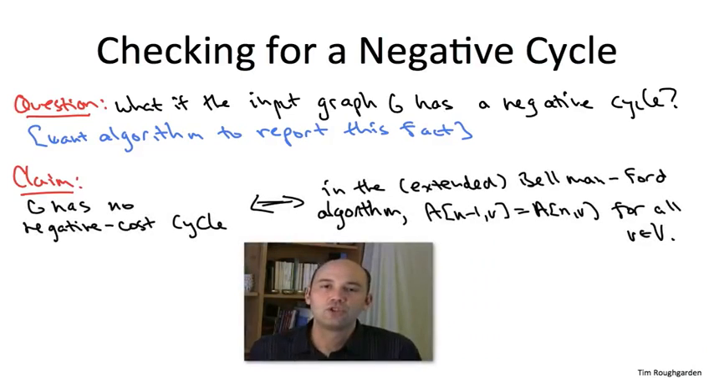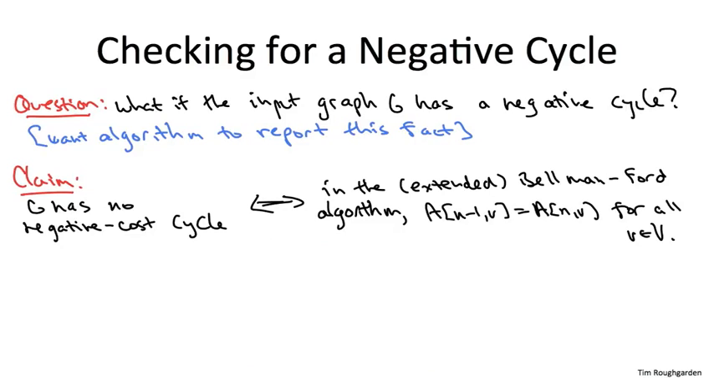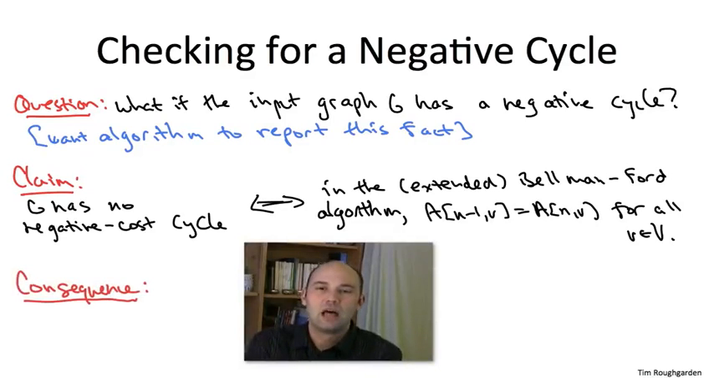So the assertion then is that G, the input graph, has no negative cycle if and only if we don't get any new information from this extra batch of subproblems. That is, if and only if A[n][v] is exactly the same thing as A[n-1][v] for every possible destination v. Equivalently, the input graph does have a negative cost cycle if and only if there exists some destination v where we see an improvement by running the Bellman-Ford algorithm for this extra iteration. We're going to prove the claim in the next slide. It's not too hard, but I hope it's immediately clear what the implications of the claim are, how we check for a negative cost cycle.